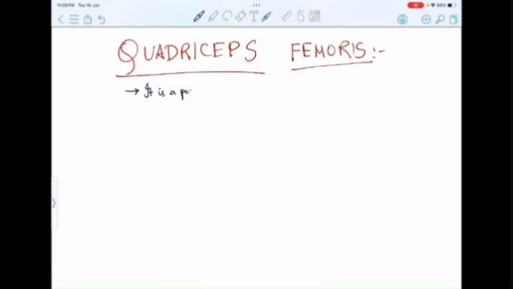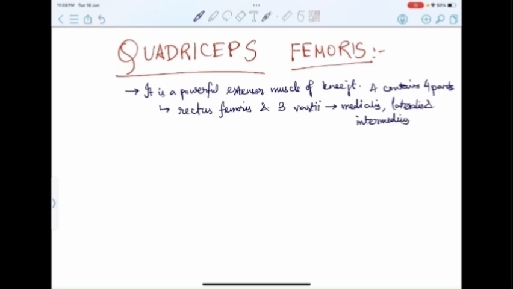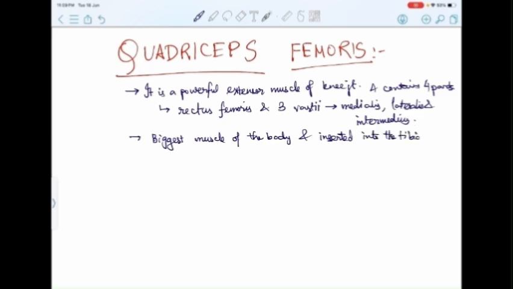It is a powerful extensor muscle of the knee joint and contains four parts. What are the four parts? Rectus femoris and three vasti: medialis, lateralis, and intermedius. It is the biggest muscle of the body and mainly inserted into the tibial tubercle. Tibial tuberosity or tibial tubercle. Let's say tibial tuberosity for technical reasons.